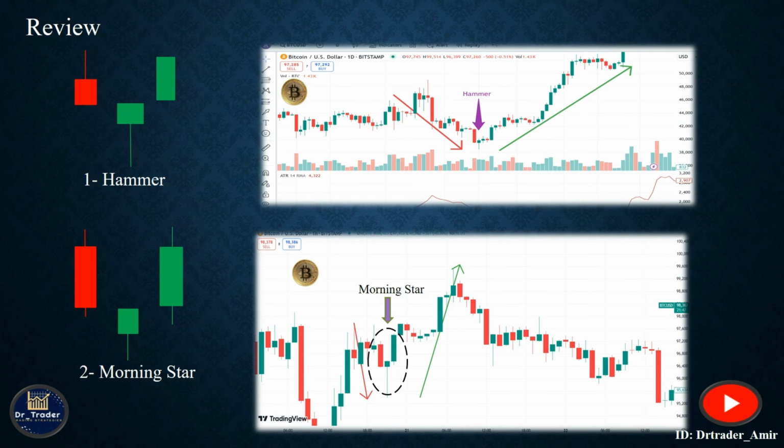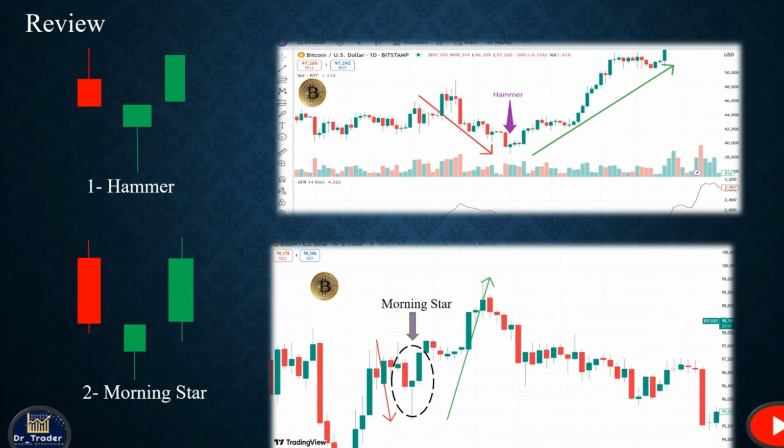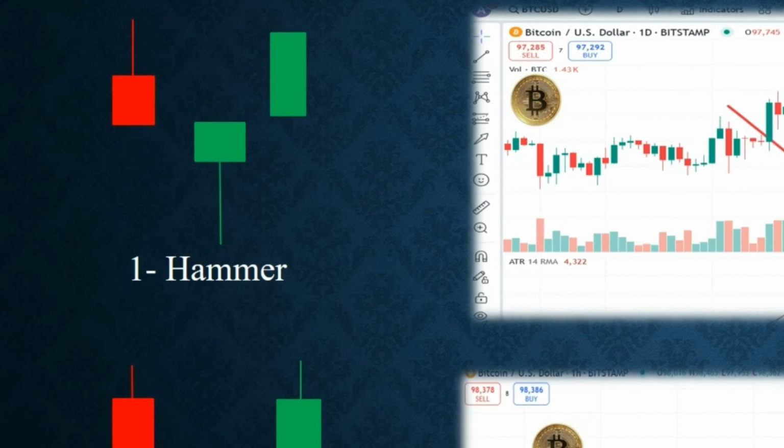In this video, I'm going to talk about some of the most important candlestick patterns that are so practical and can be used in analyzing and predicting when is the best time for buying and entering the market. At first, I'm going to review some of the candlestick patterns that I have talked about in previous videos. The first one is the hammer candlestick pattern.